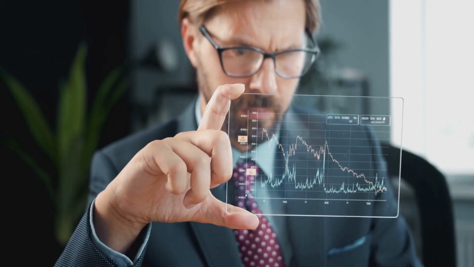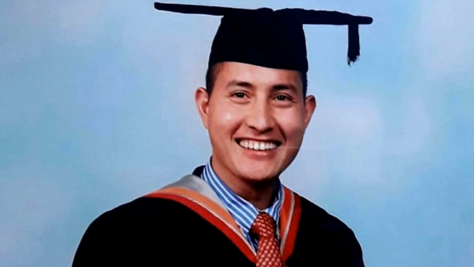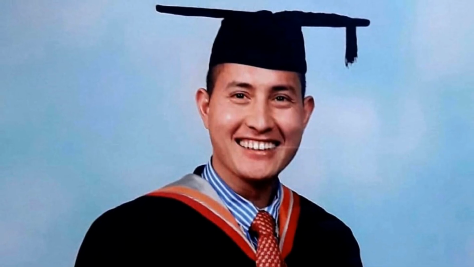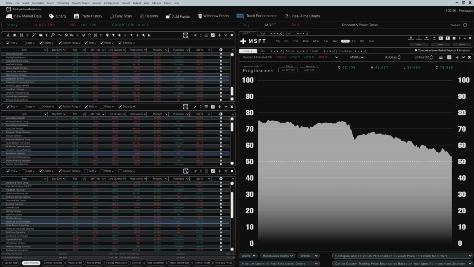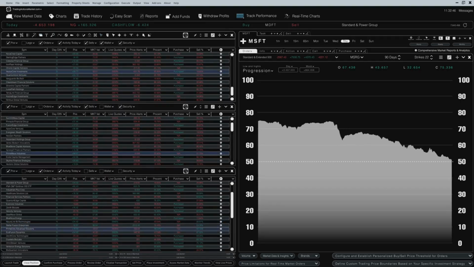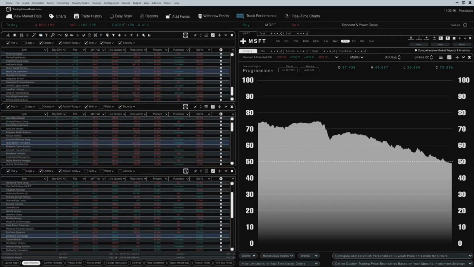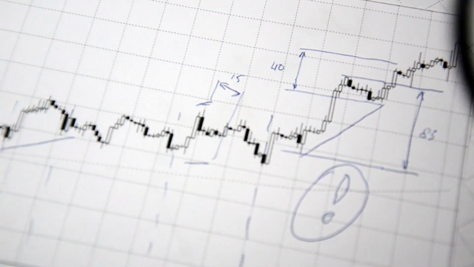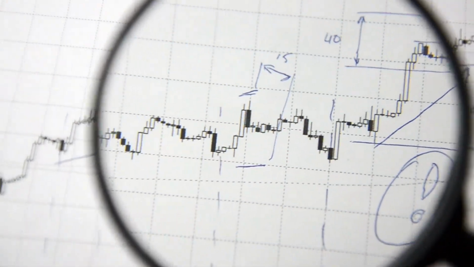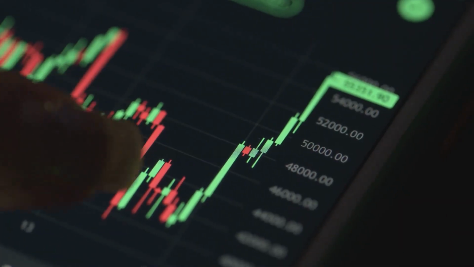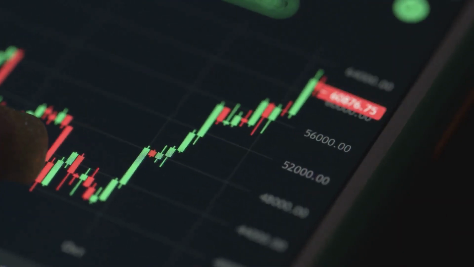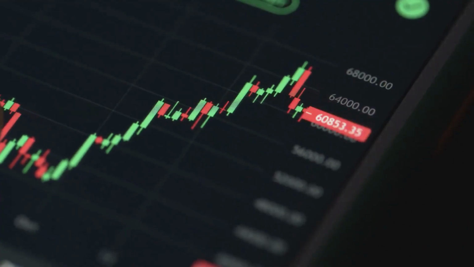Why care about cycle analytics? Because most indicators lag, they react too late. Ehlers used engineering to create tools that adapt in real time, aiming to anticipate price moves by uncovering market cycles. This proactive approach can help you catch trends earlier and exit before reversals.